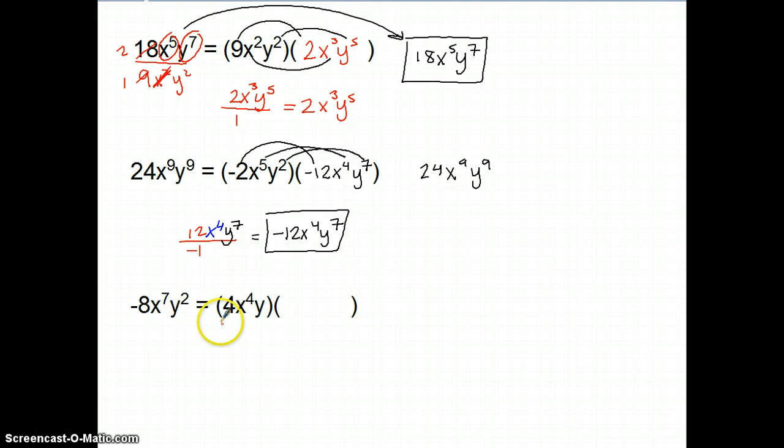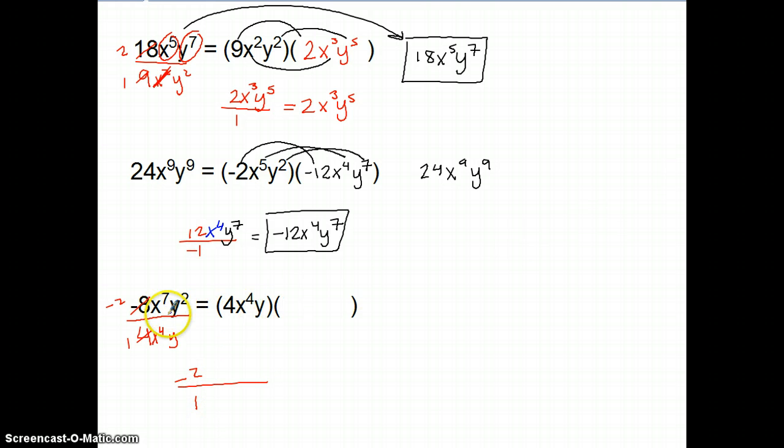Last one down below, I'm going to divide negative 8, x to the 7th, y to the 2nd, by 4, x to the 4th, y. Reducing my negative 8 and 4 to negative 2 and 1, I have negative 2 on the top of my fraction and 1 on the bottom.